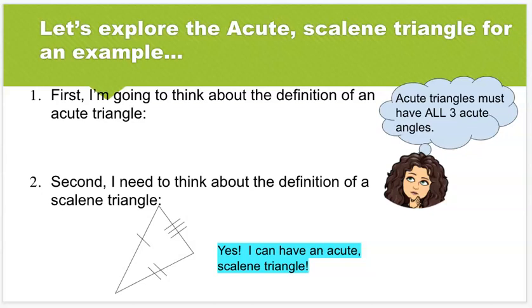Complete those true and false questions and make sure you understand why these triangles can or cannot be drawn.